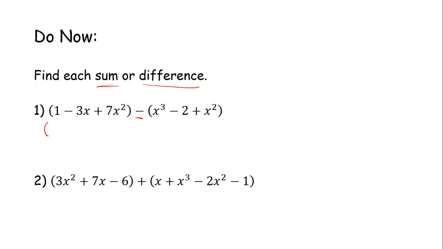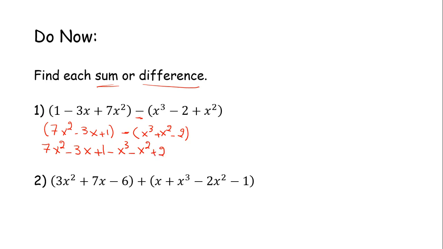So let's start with the first one. 7x squared minus 3x plus 1, minus the second one, which becomes x cubed plus x squared minus 2. Now, in the case of subtraction, as you remember, we distribute the negative inside the second polynomial. Then we combine like terms at the end. So 7x squared minus 3x plus 1 minus x cubed minus x squared plus 2.